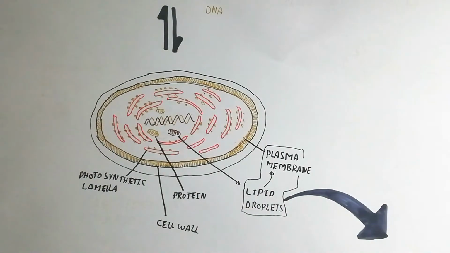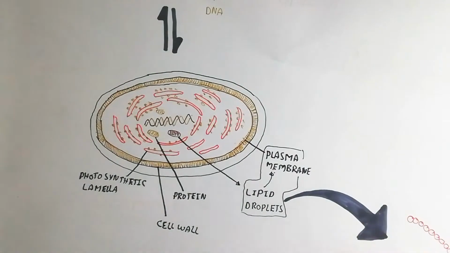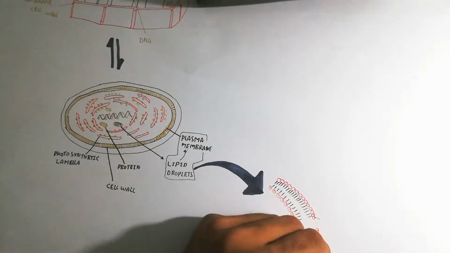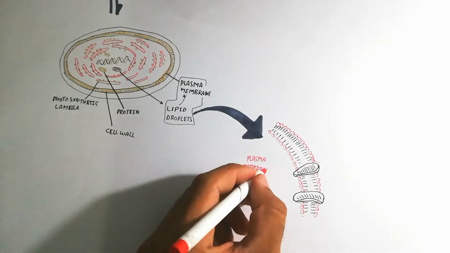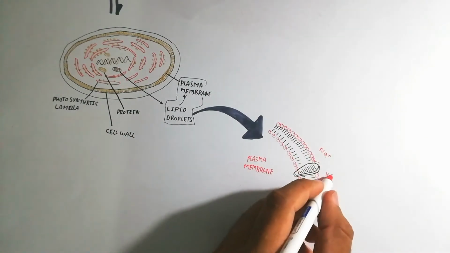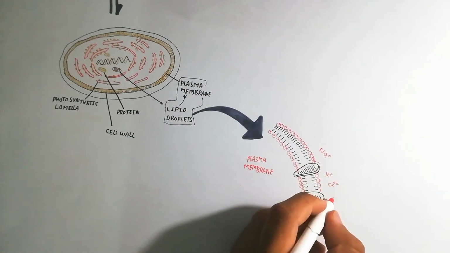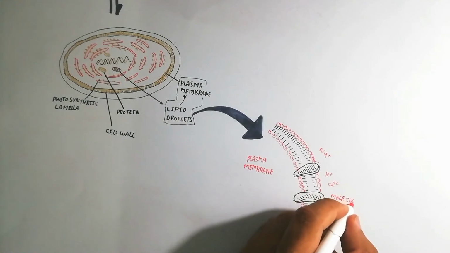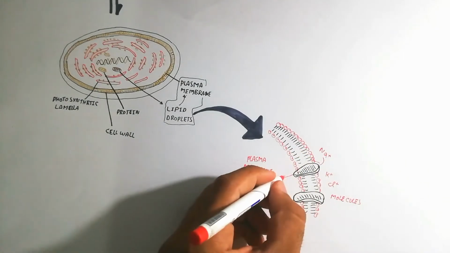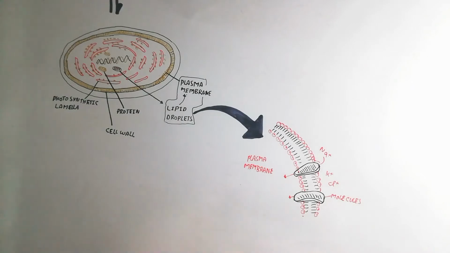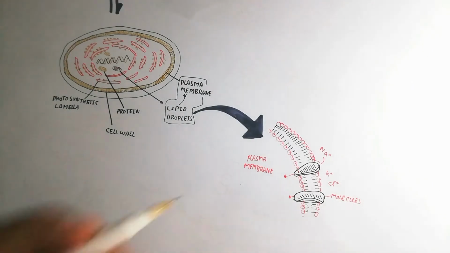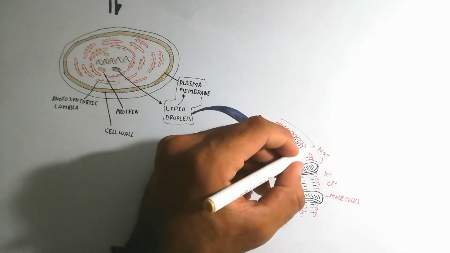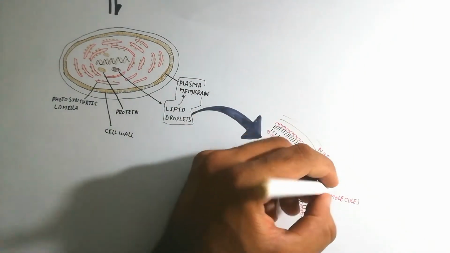So here is the lipid droplet, which is used for making the plasma membrane. And here is the plasma membrane. The cell wall and gelatinous sheet lie outside the plasma membrane, at the uppermost part of the cell. Sodium, potassium and chloride molecules are exchanged through the plasma membrane, where protein channels are present.